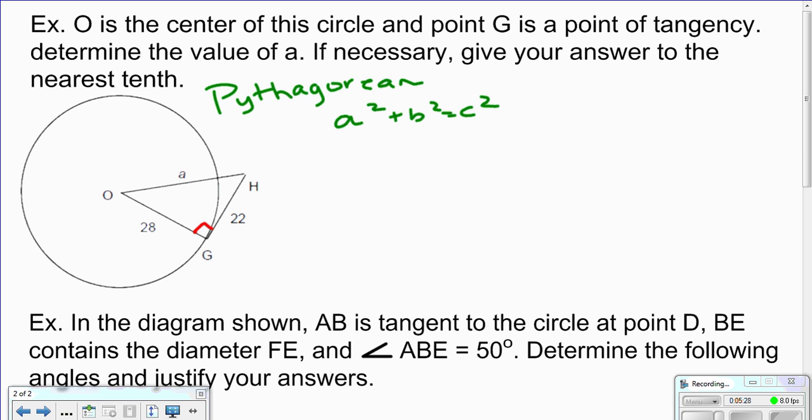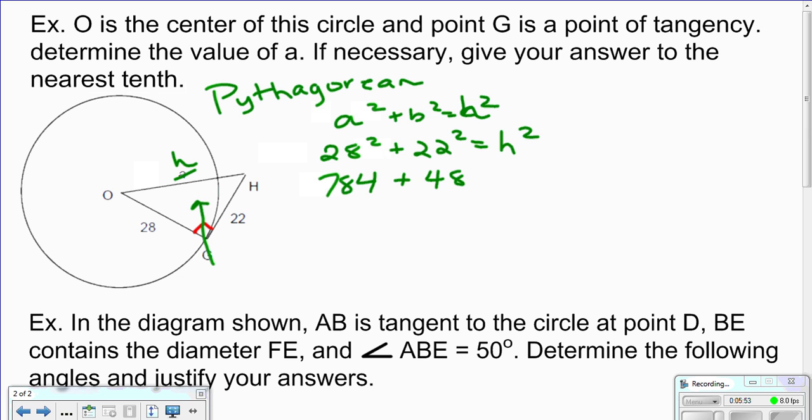Okay, so in this case, A is actually the hypotenuse. So I'm going to call it hypotenuse, otherwise we have a bunch of A's going around and it's just confusing. And so when we're looking for the hypotenuse, we add the two smaller squares. So 28 squared plus 22 squared will give us the hypotenuse squared. And so 784 plus 484 gives us the hypotenuse squared.